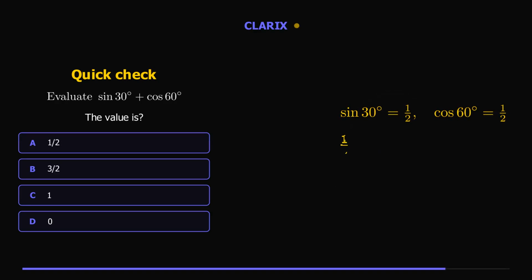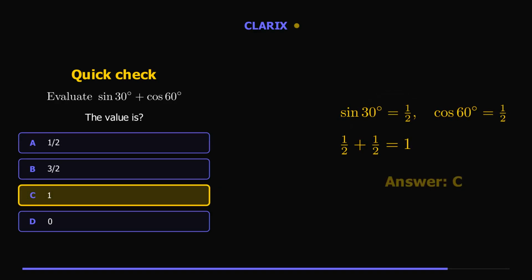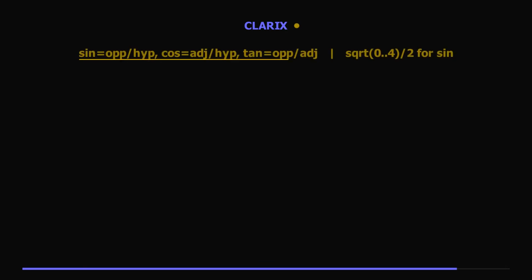Read straight from the table. Sine 30 is 1/2 and cosine 60 is also 1/2. Their sum is 1/2 plus 1/2, which is 1. So the answer is 1. That's option C. Lock it in.